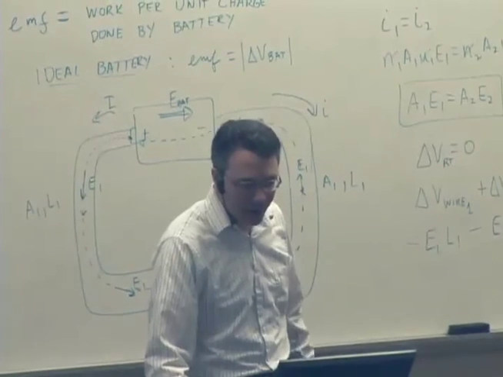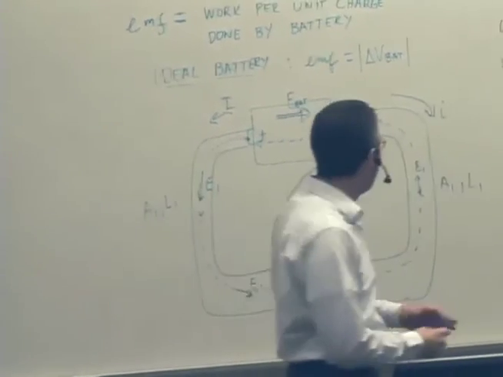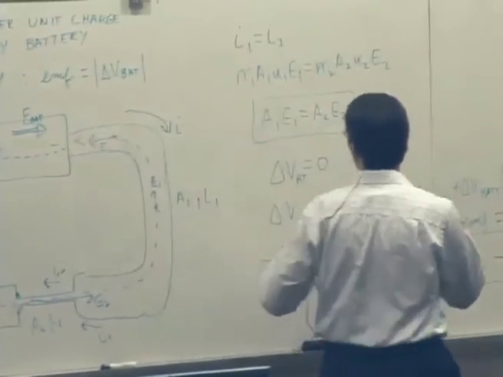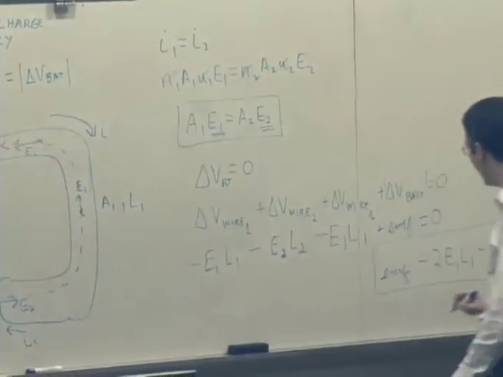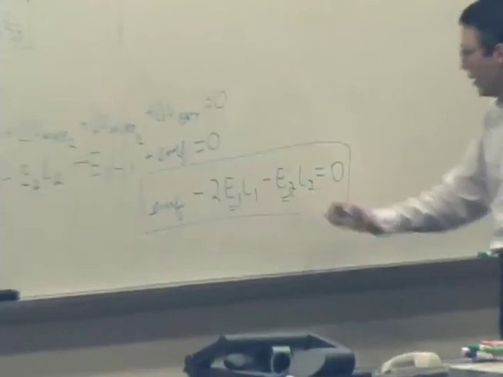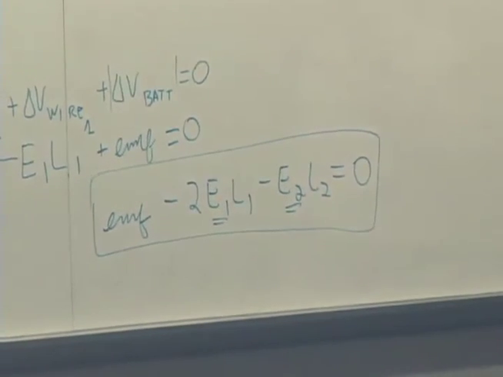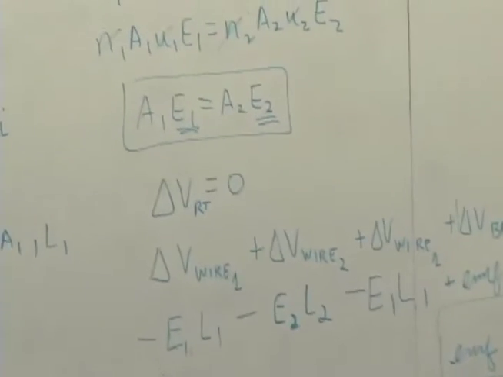Let's try calculating something. We have two equations. I don't know the electric field E1. I don't know the electric field E2. So they're my unknowns. I have two equations and two unknowns. So this is a system we could solve.